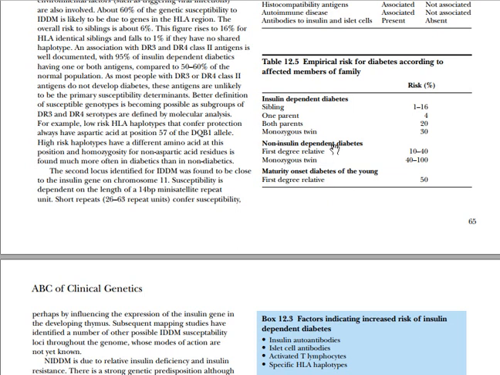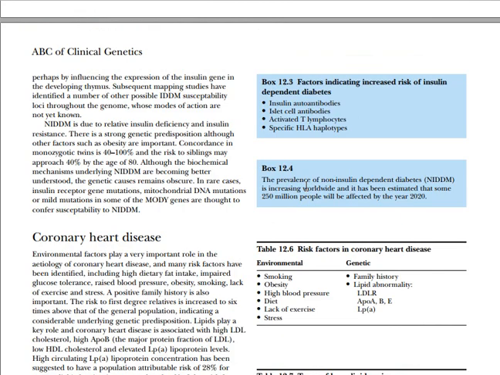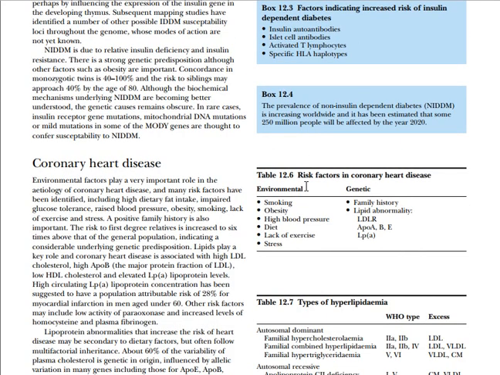Maturity onset diabetes mellitus is just like type 2 diabetes mellitus, which is inherited in young individuals. So what are the factors indicating increased risk of insulin dependent diabetes? We have insulin autoantibodies, islet of Langerhans antibodies, activated T lymphocytes, and a specific HLA haplotype. The prevalence of non-insulin dependent diabetes mellitus is increasing worldwide, and it has been estimated to be 250 million people in the year 2020.